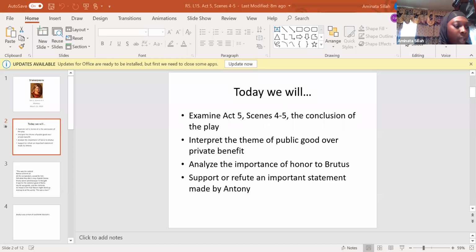We know that Antony believes that all of the other conspirators attacked Caesar because of personal envy. But like we said, he said that Brutus did it because he believed that it would be for the general good of Rome. So I'm just going to jump into today's lesson.